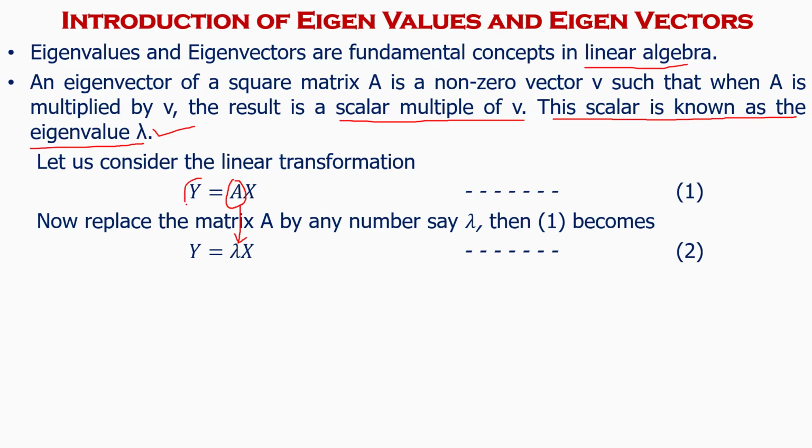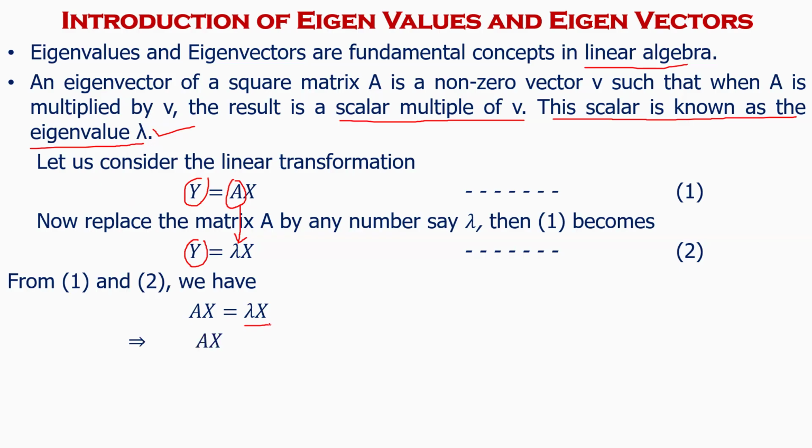Now since the left hand side of both equation 1 and 2 are the same, similarly the right hand side will also be the same. From 1 and 2 we have Ax is equal to lambda x. Now let us transpose this right hand side to the left hand side. We have Ax minus lambda x equal to 0.